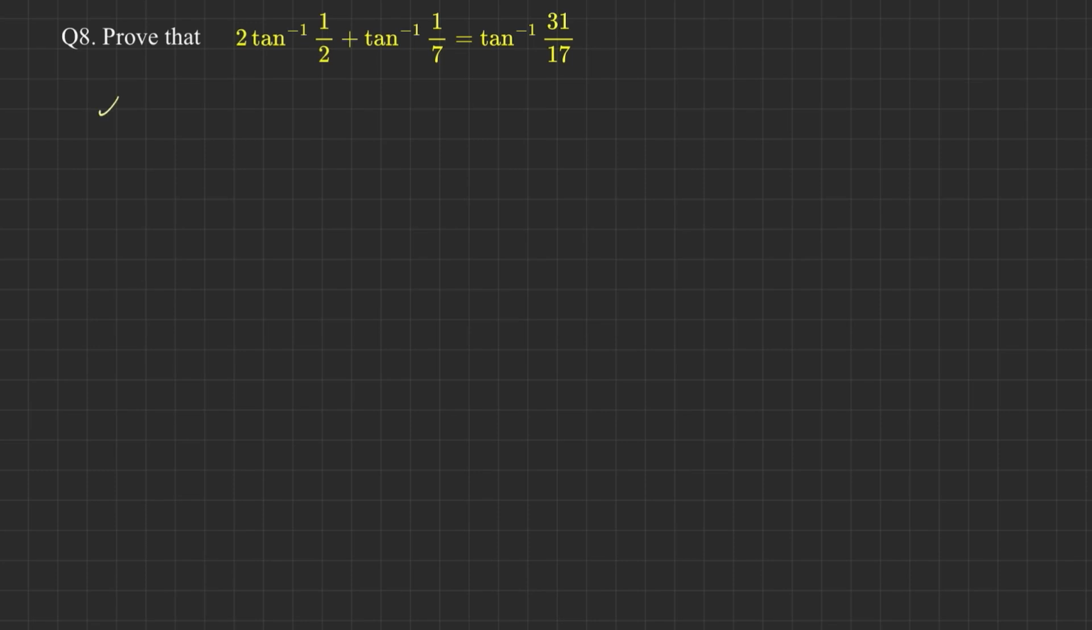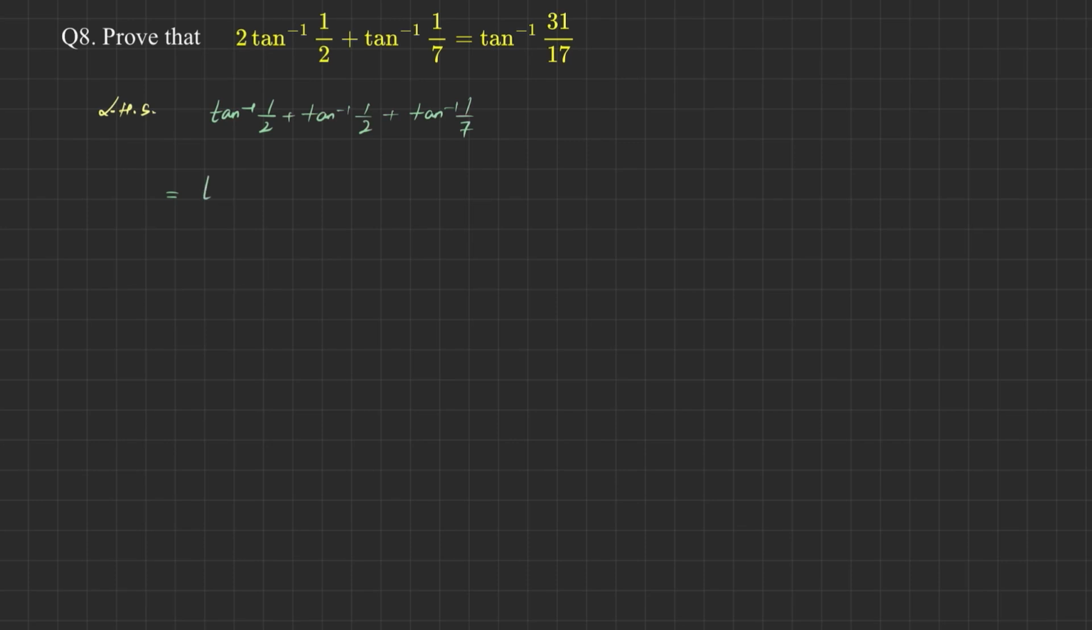So here on the left hand side, we have 2 tan inverse of 1 over 2. It can be written as tan inverse of 1 over 2 plus tan inverse of 1 over 2 plus tan inverse of 1 over 7. So let's add the first two terms. 1 by 2 into 1 by 2 is 1 by 4, which is obviously less than 1.